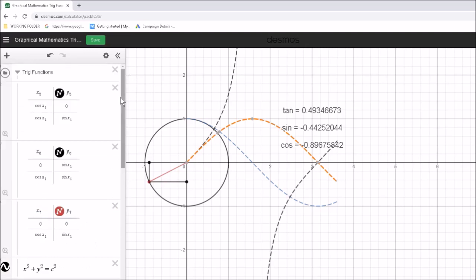So that's all there is for the sine, the cosine and the tan functions. What we want to be able to do though is answer questions on these functions. So let's go ahead and we'll look at a few examples of using the sine, the cosine and the tan functions.